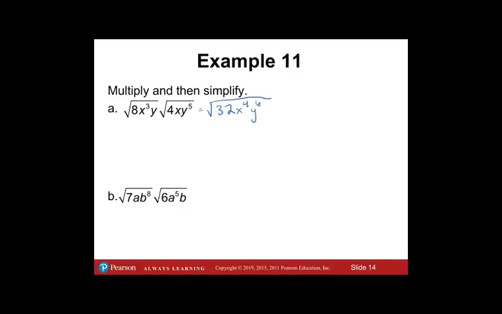But then that's the same as the square root of 16 times 2 times x to the 4 times y to the 6. The square root of 16 is 4. The square root of x to the 4 is x squared. And the square root of y to the 6 is going to be y cubed. And I think we're left with the square root of 2 as the only thing that was left inside.